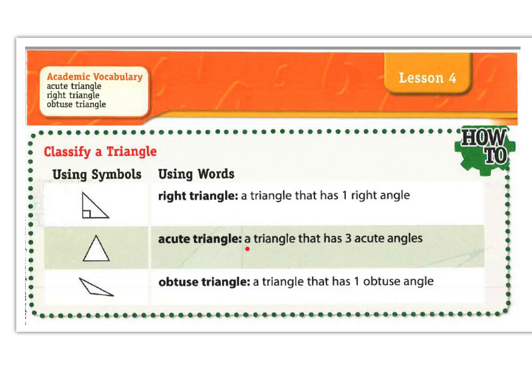An acute triangle is a triangle that has three acute angles. So all of the angles here are smaller than 90 degrees. And then an obtuse triangle is a triangle that has one obtuse angle. So you can see this angle right here is obtuse, it's greater than 90.